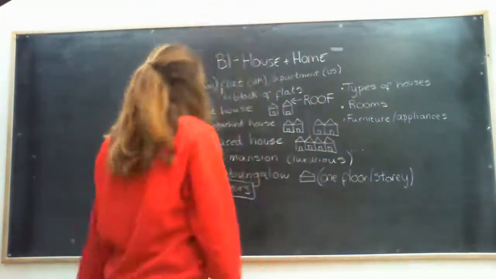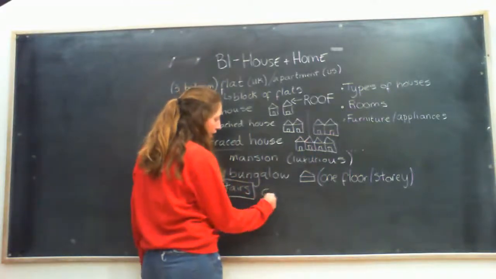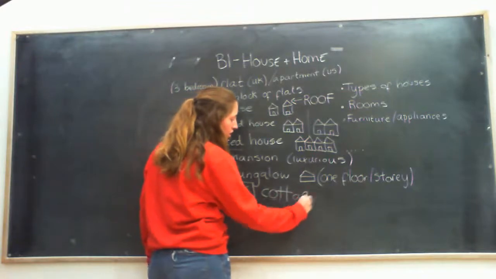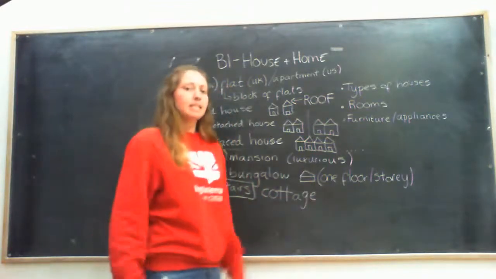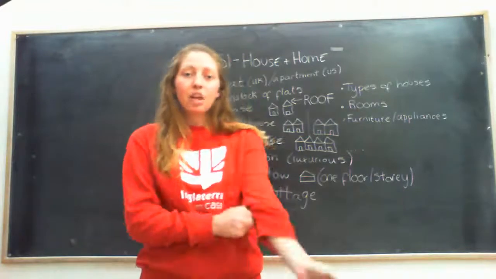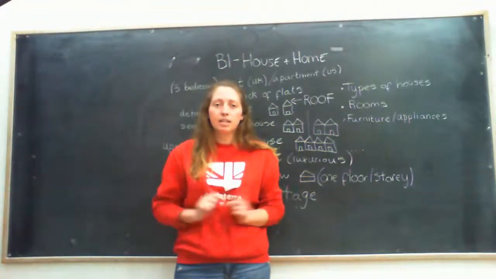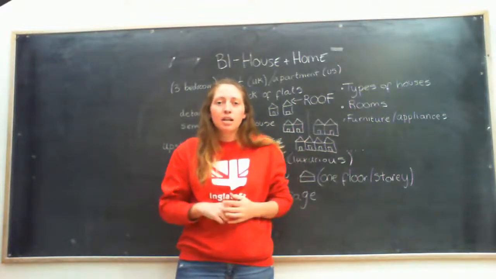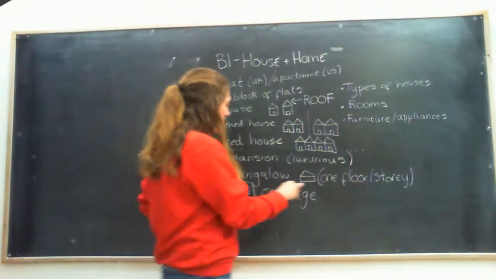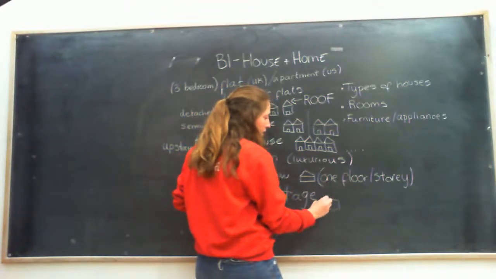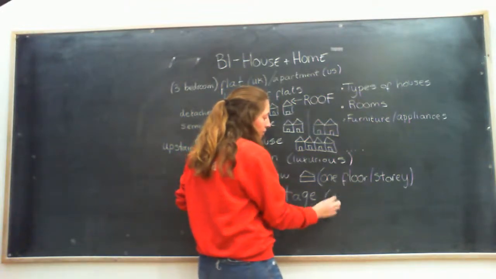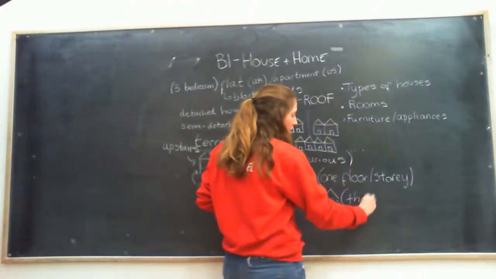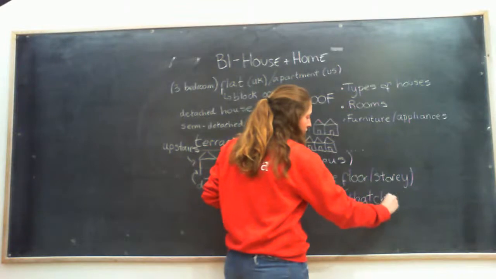Okay, we also have a cottage. 2 T's, a cottage. A cottage is a typical house in the countryside, not in the city, in the countryside. Okay, so they're normally quite small houses, and they often have, so it's a house that's like this. The roof is often what we call thatched, a thatched roof.